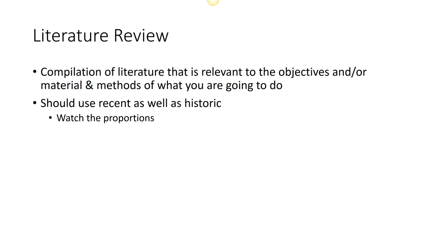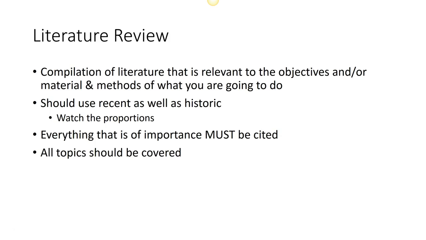The oldest piece of literature that I cited in my dissertation was from about the 1860s. I've got a copy of a bibliography that a man used to make a book on his literature review for his book, and it's got things that date back into the 1400s. And this was on turf grass. So watch the proportions. Everything that is of importance must be cited, and all topics need to be covered.